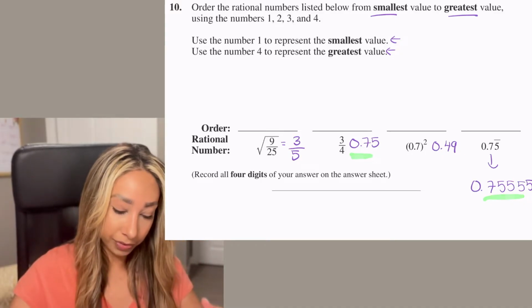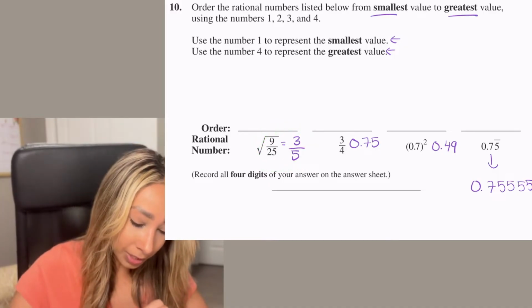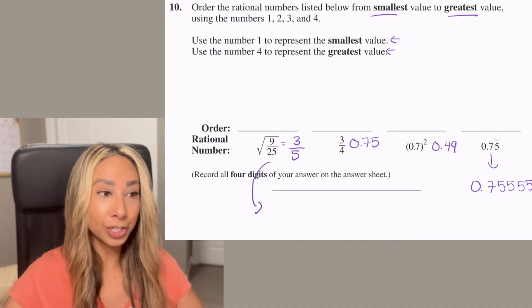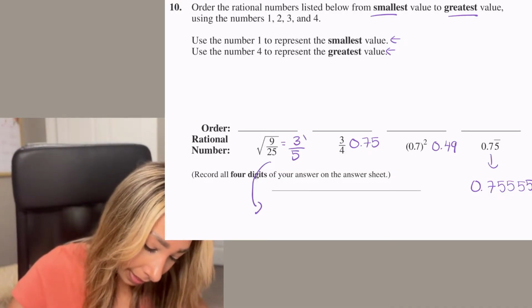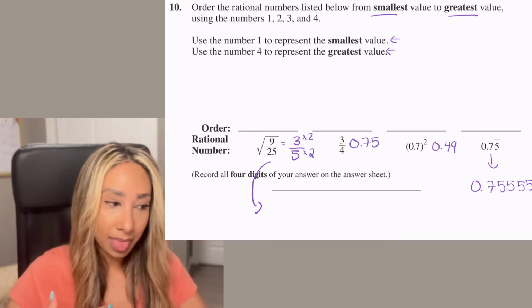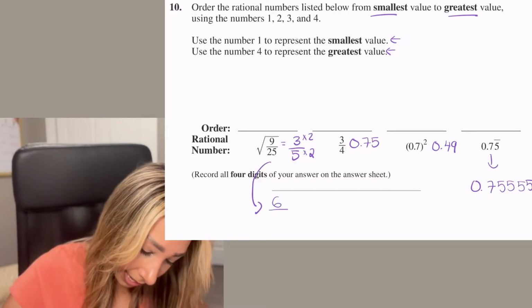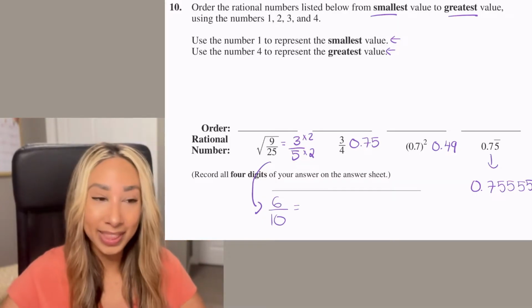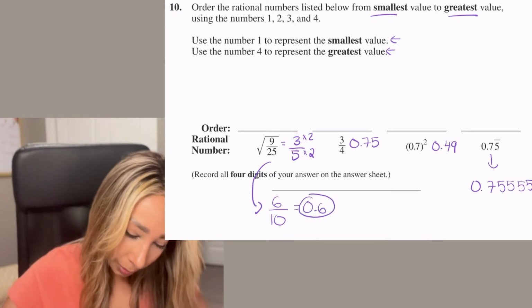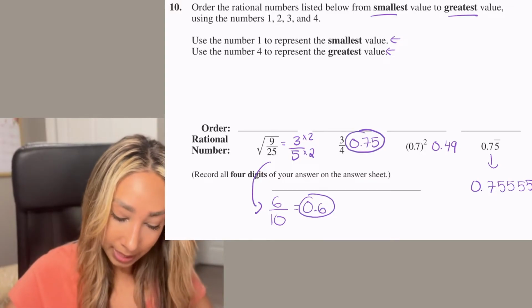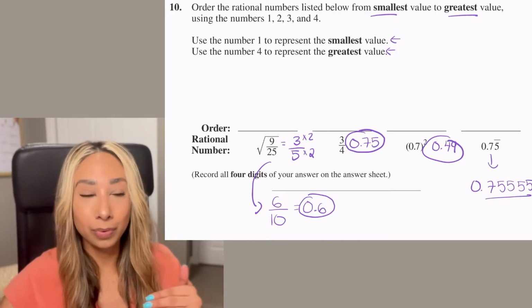Now let's go back to our first number here, 3 over 5. What I'm going to do is turn that into a fraction over 10, just like we did in the previous question. So I'm going to double everything. And by doubling everything, that's going to turn my denominator to something over 10. So that's going to give me 6 over 10. Well, that's nice. I can put that in the 10th place value, giving me an answer of 0.6. So now my decimals are 0.6, 0.75, 0.49, and of course our 0.75 repeating.